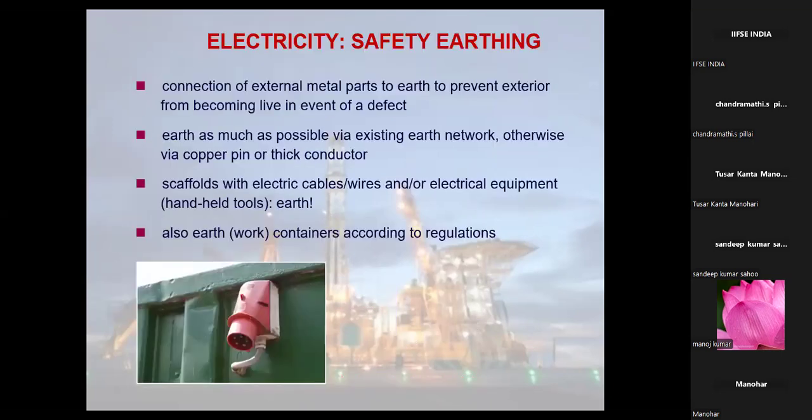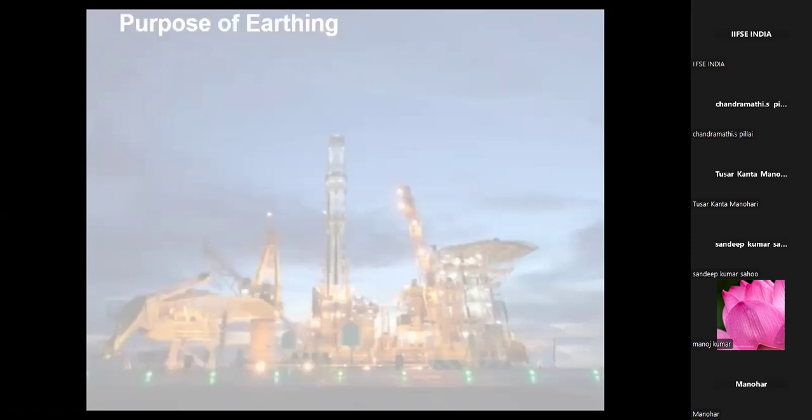Then this is the earthing system for porta cabins that is provided externally, and this is within the system. It is not externally given. So what is the purpose of the earthing system?